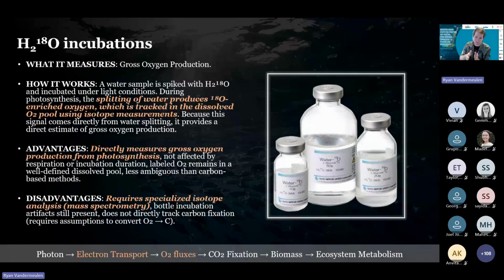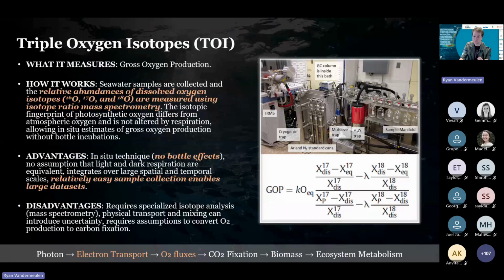The major advantage here is that we are measuring a direct product of photosynthesis. The trade-off, though, is this requires specialized isotope measurements, typically using mass spectrometry. We also have to consider whether the bottle we've put our sample in accurately represents the natural ocean. The moment we take seawater out of the ocean and put it into a bottle, we have changed a variable. We have changed the environment. We've removed it from currents, altered light conditions, and potentially changed the community that we're trying to measure. So what if we can get the same information without the bottle?